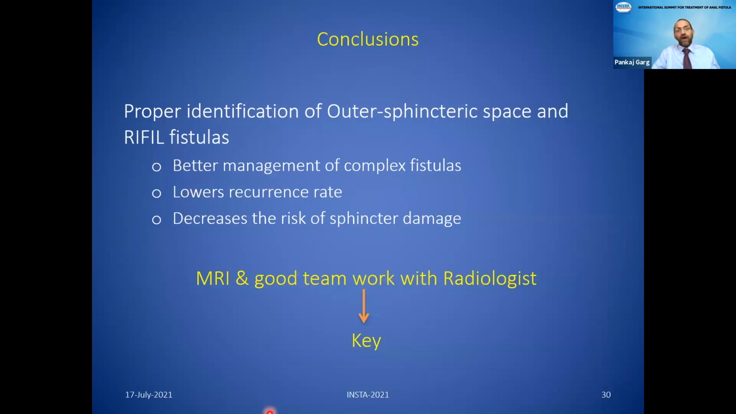So to conclude, proper identification of the outer sphincteric space and RIFIL fistulas has led to better management of complex fistulas, lowers the recurrence rate, and decreases the risk of sphincter damage. Obviously, good assessment of MRI and excellent teamwork with the radiologist is the key.